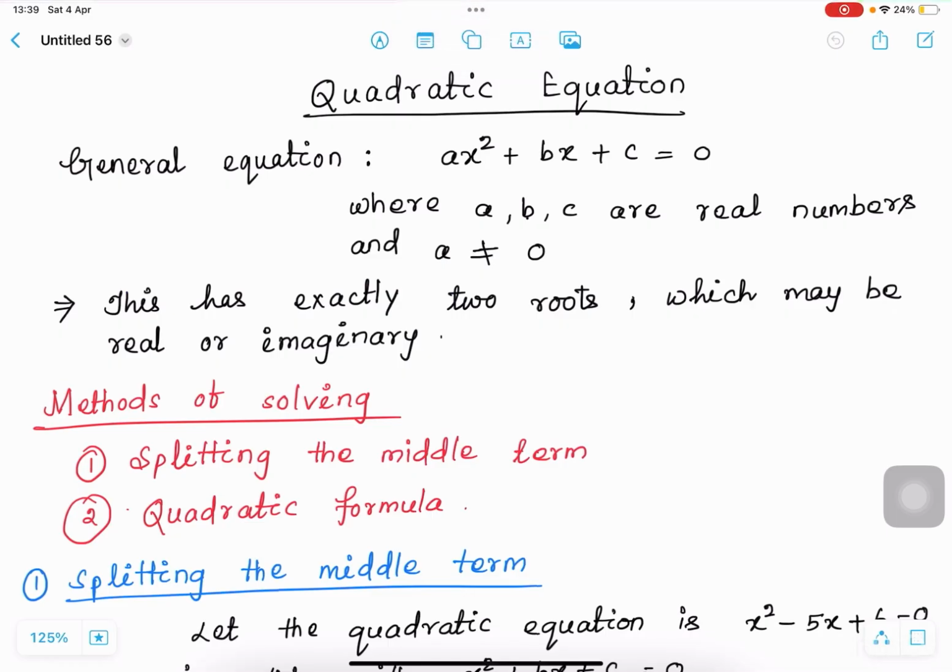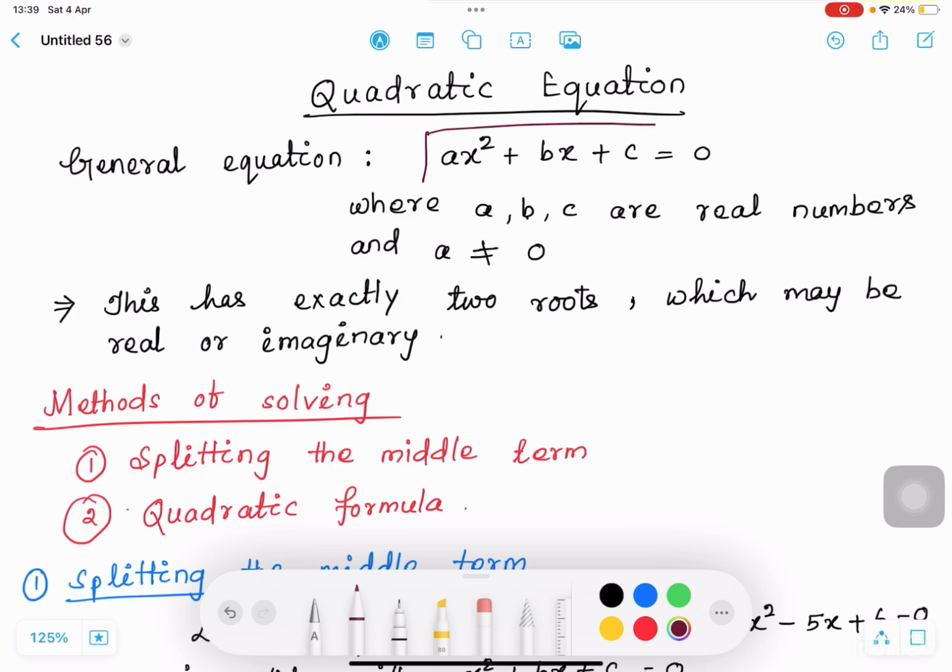Hello everyone. Today we'll discuss the quadratic equation. The general equation of a quadratic equation is ax² + bx + c = 0, where a, b, c are real numbers and a is not equal to 0. This has exactly two roots.